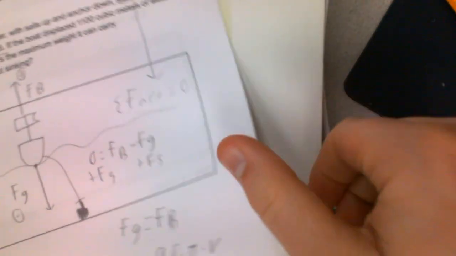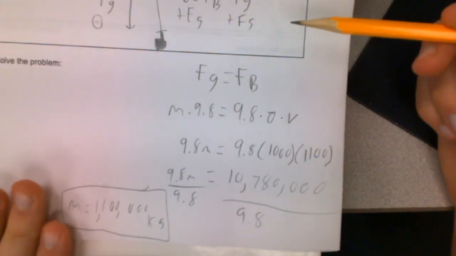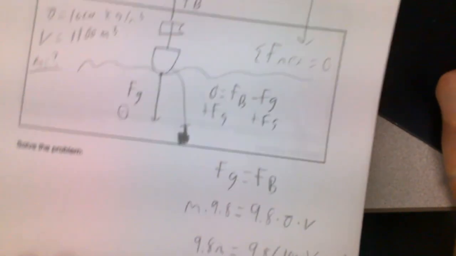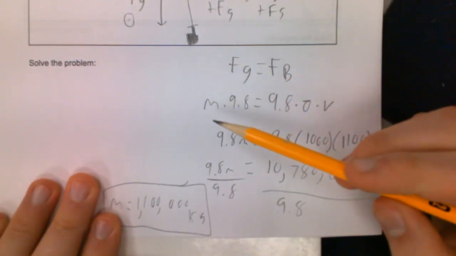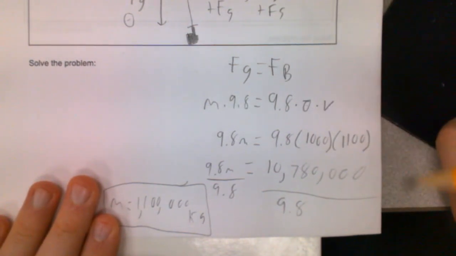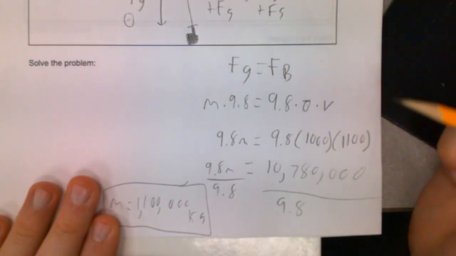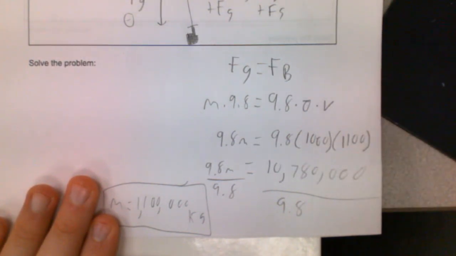Oh, man, my camera. So sorry about that, guys. There we go. So I'll run through this again right quick. Force of gravity is equal to buoyant force. The thing's not moving, so we know they've got to be equal. Using our equations, 9.8 times m for gravity and 9.8 times density times volume for buoyant force. Plug in the 1,000 and the 1,100 from the problem. That gives us 10,780,000 equals 9.8 m.